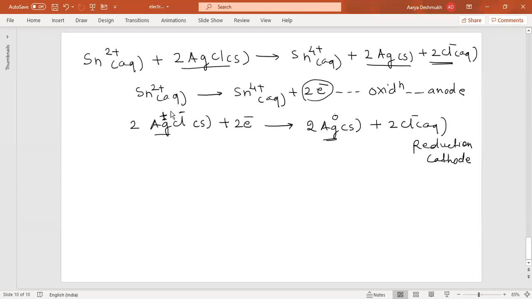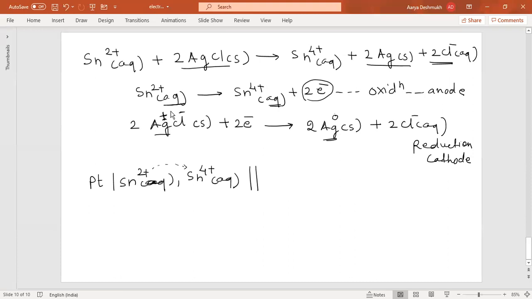Now formulate the cell for this. Now look here, in this oxidation half reaction it is aqueous, this is aqueous. So we need to use some inert electrode, platinum. Then write down Sn2+ aqueous, comma, Sn4+ aqueous medium. It means Sn2+ is getting converted into Sn4+. This is oxidation, means anode here. Join this through the salt bridge, which is denoted by a double vertical line.